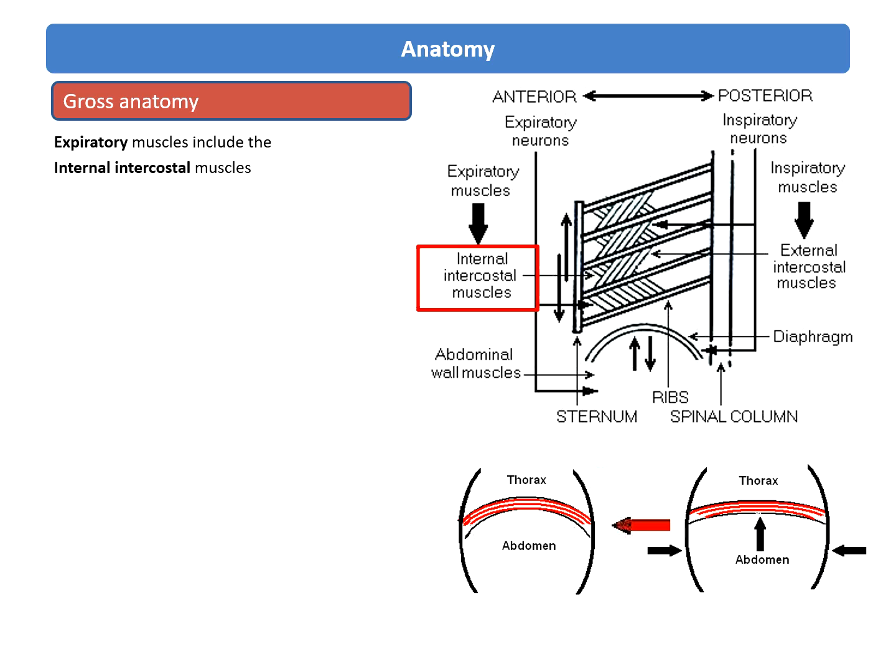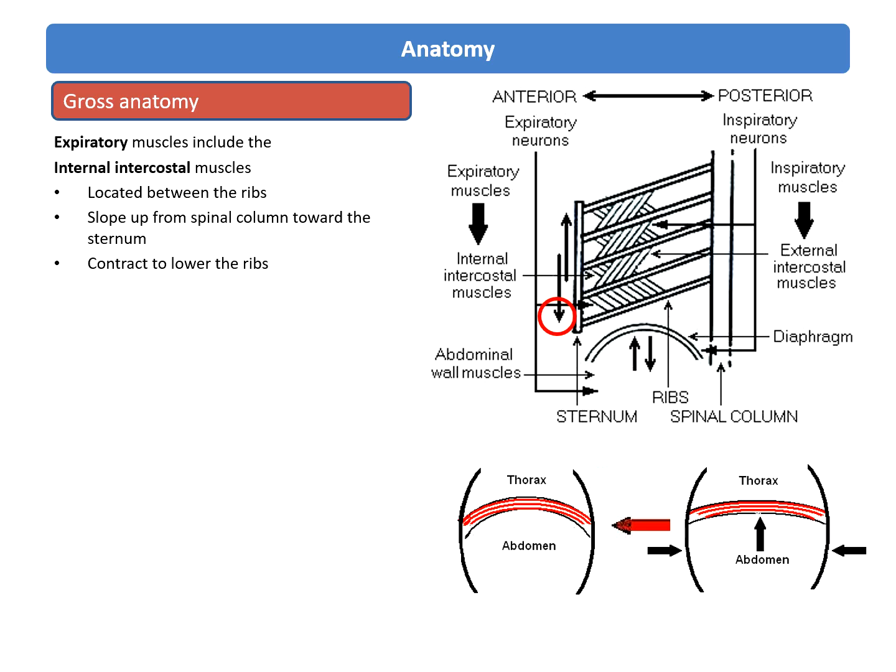Expiratory muscles include the internal intercostal muscles located between the ribs. They slope up from the spinal column to the sternum. When they contract, it pulls the ribs downward. They're innervated by expiratory neurons in the intercostal nerves. These are thoracic spinal nerves, once again.